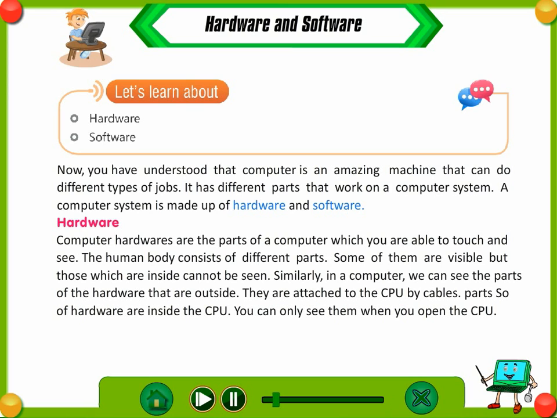The human body consists of different parts. Some of them are visible, but those which are inside cannot be seen. Similarly, in a computer, we can see the parts of the hardware that are outside. They are attached to the CPU by cables. Some parts of hardware are inside the CPU. You can only see them when you open the CPU.